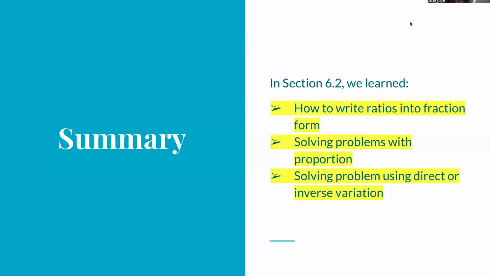All right, and that finished up our section 6.2. In summary, in section 6.2, we learned how to write ratios into fraction form, solving problems with proportion, and solving problems using direct or inverse variation. So that wraps up section 6.2, and I'll see you in the next one.